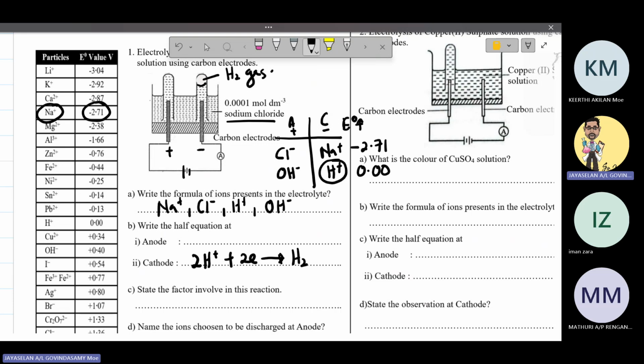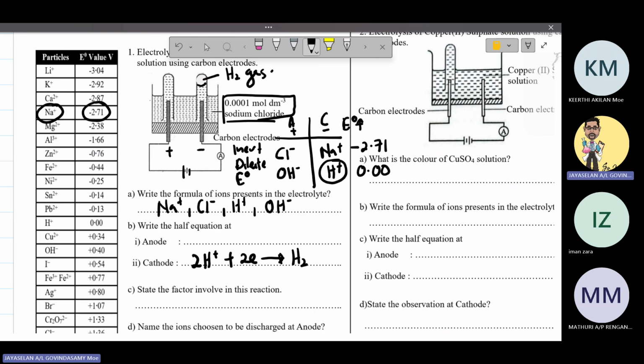How do we do the anode, sir? First, look at whether a carbon electrode is used. Ask yourself, is the carbon electrode inert or active? So, you put inert here. Okay, then look at the solution, 0.0 mol dm-3. They use dilute electrolyte. Dilute means it is also a factor.